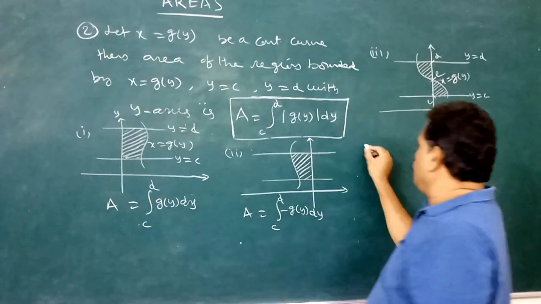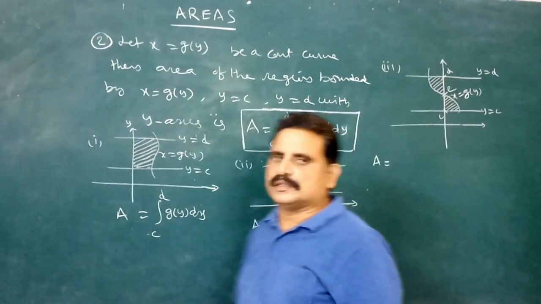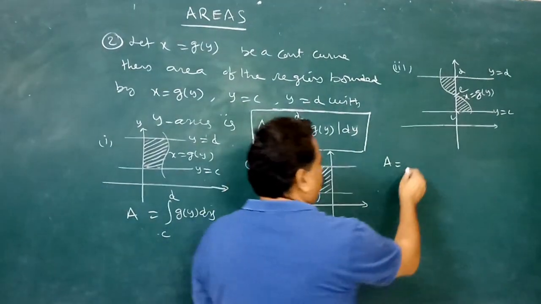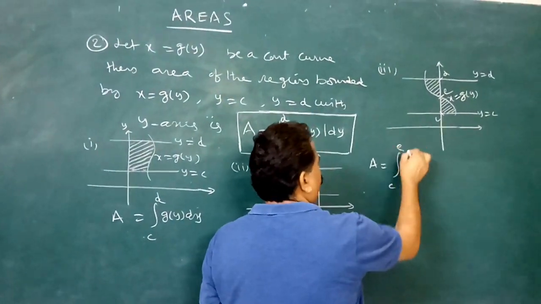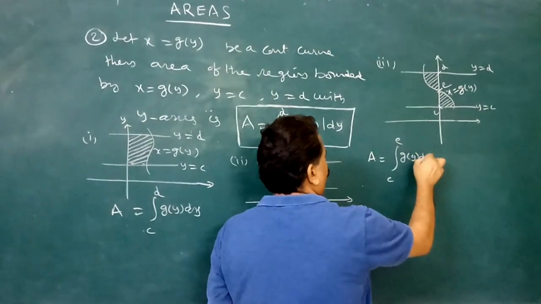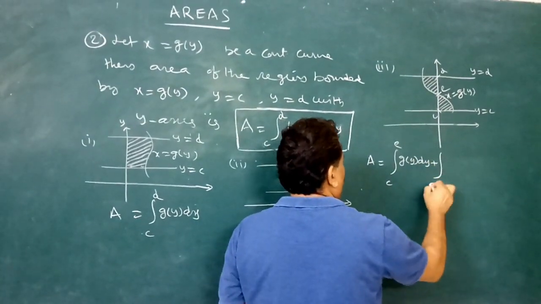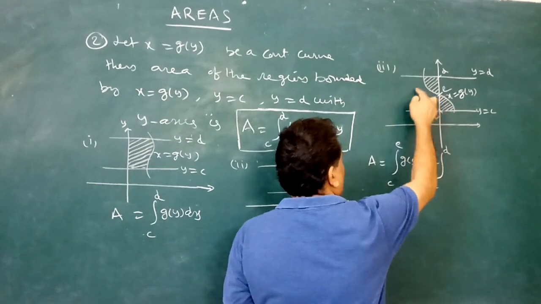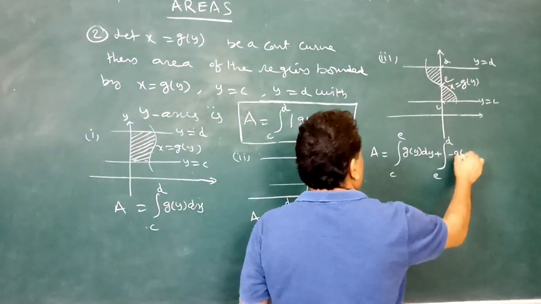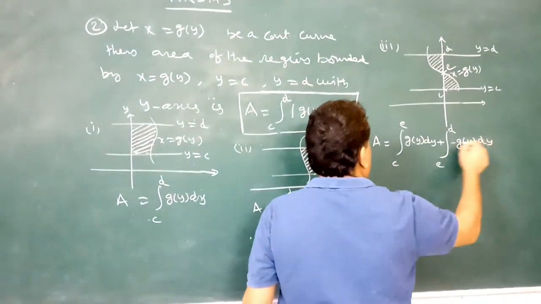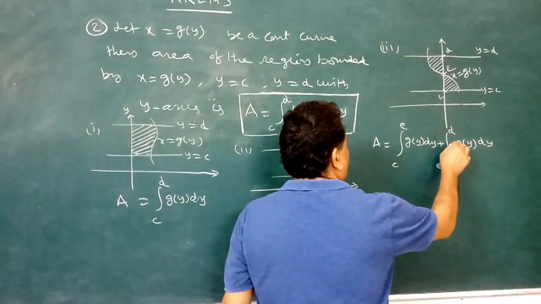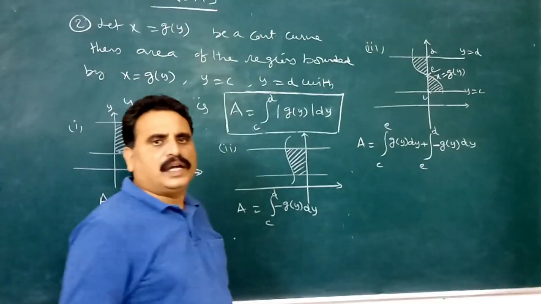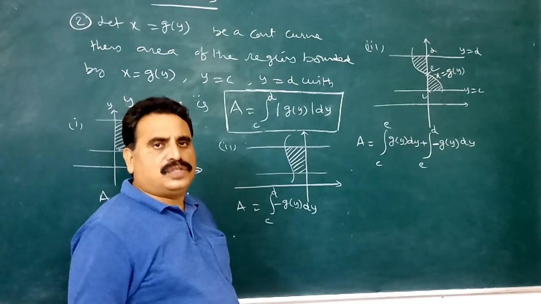In that case, A stands for area, equal to the integral from c to E of g of y dy plus the integral from E to D. Since it is negative, it is minus g of y. You have to note down minus g of y dy. That is the area of the region.